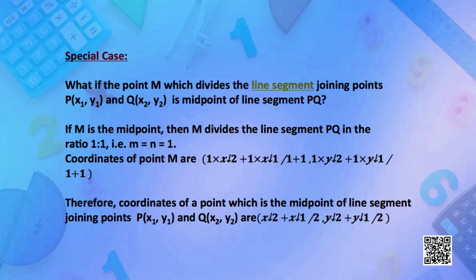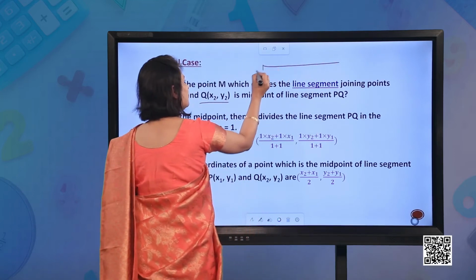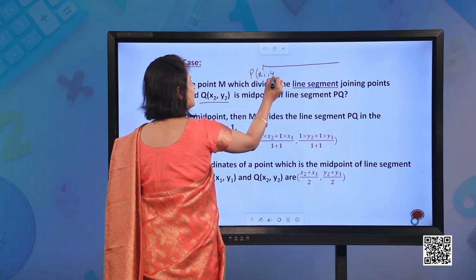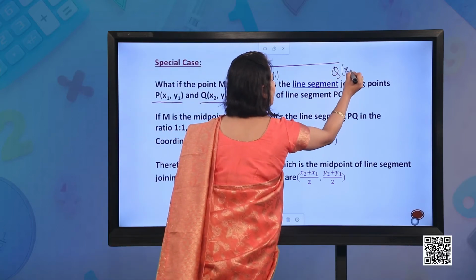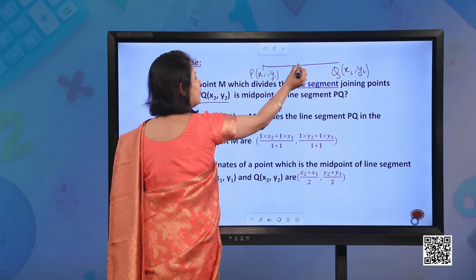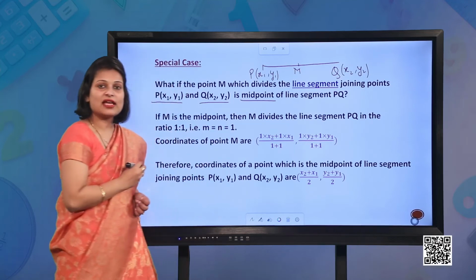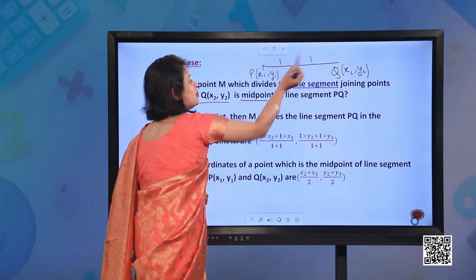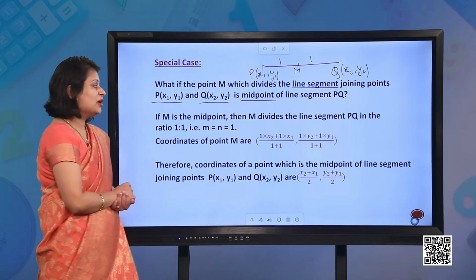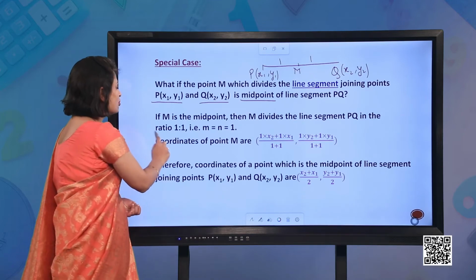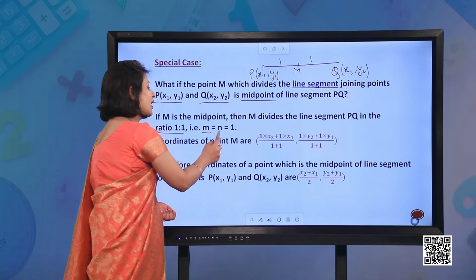Now let's take up a special case. What if the point M, which divides the line segment joining points P(x1, y1) and Q(x2, y2), is the midpoint of line segment PQ? Means what? I have a line segment P(x1, y1), Q(x2, y2) and I have a point M on the line segment which is dividing this line segment into two equal parts. Since a midpoint divides the line segment into two equal parts, this will divide it in the ratio 1:1. So if M is the midpoint, then M divides the line segment PQ in the ratio 1:1. So m and n both are 1.